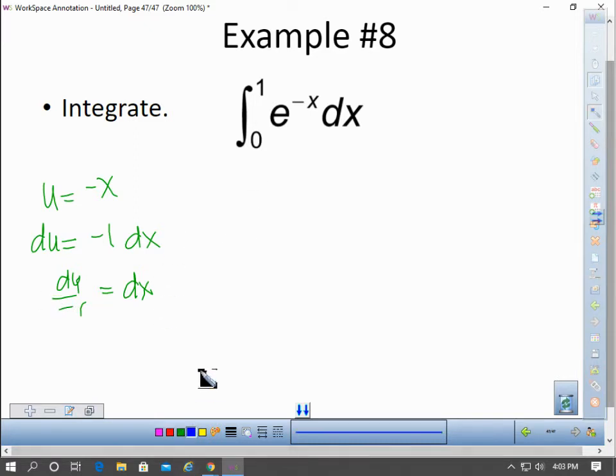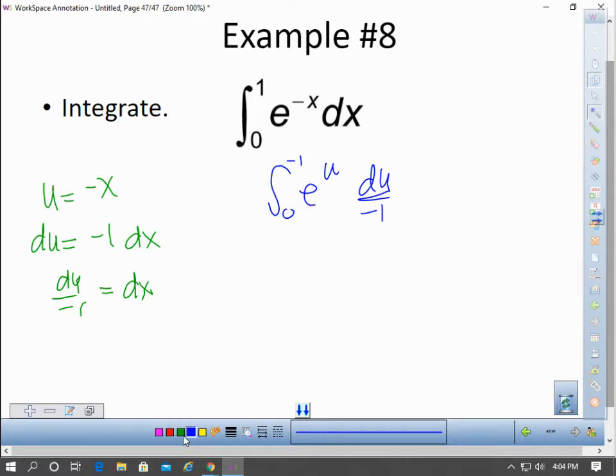All right, so now I'm ready to trade out. So this is going to be e to the u. And in place of dx, I'm putting du over -1. And I can change my limits of integration. So these are x numbers up here. I don't want to use my x values on this expression because now I'm in u's. So if we trade these out, if I put a 1 in here, it's now a -1. If I put a 0 in here, it's still 0.